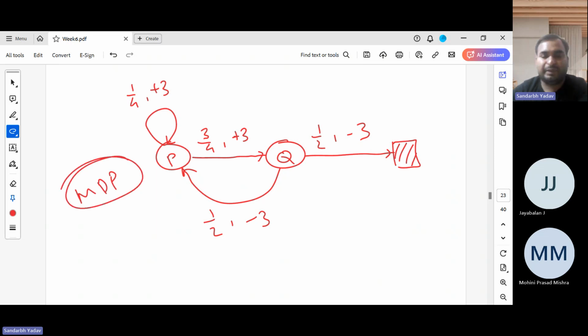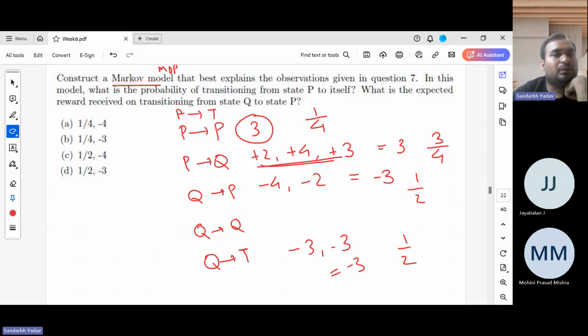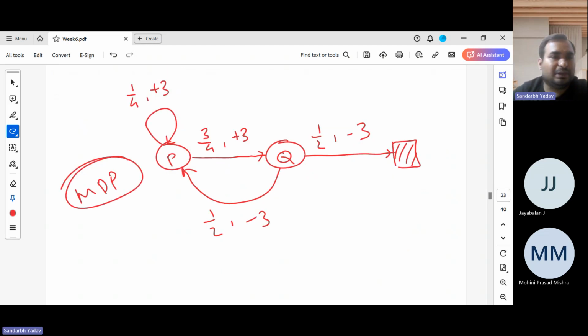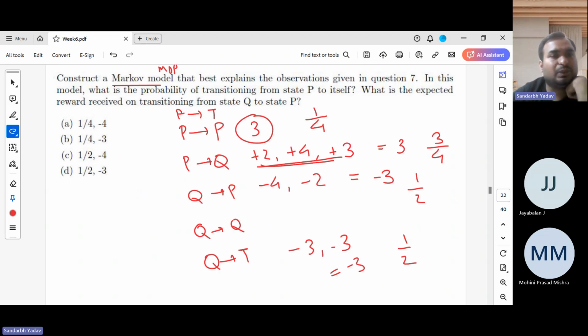Now, on the basis of this MDP, we need to answer some questions. What is the probability of transitioning from state P to itself? They are asking the transition probability. Okay, P to itself is 1 by 4. So these two are wrong. And what is the expected reward received on transitioning from state Q to state P? State Q to state P is -3, right? So this one, 1 by 4 and -3, right?